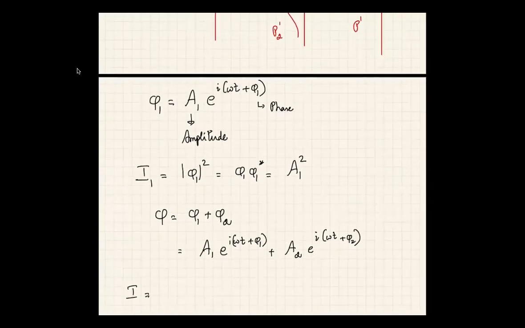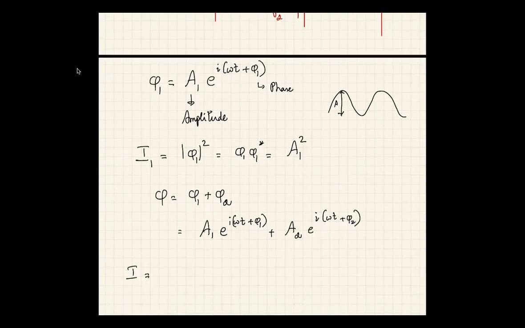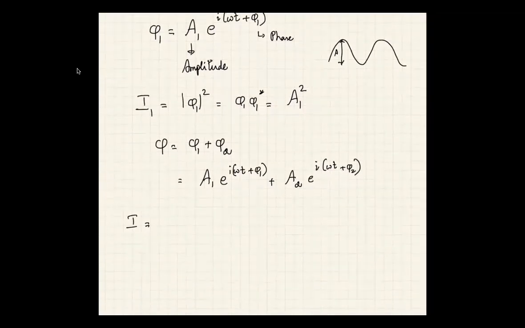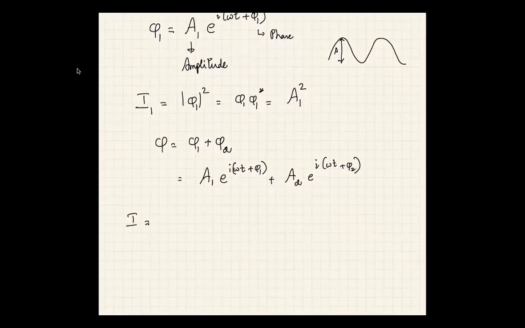So if I draw the wave here, yeah, this is the amplitude of the wave, right? And this is one complete wavelength, the entire thing. So the velocity of the wave is nu times lambda and things like that. Nu is related to omega. The intensity of the added wave is simply phi 1 plus phi 2 quantity squared, right?